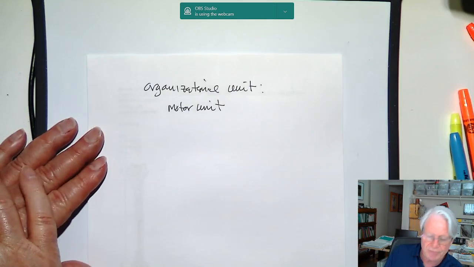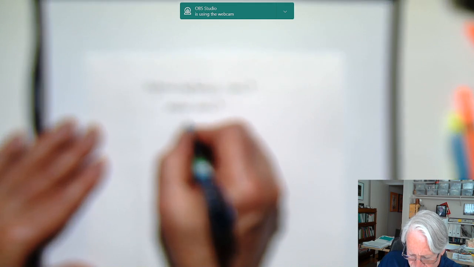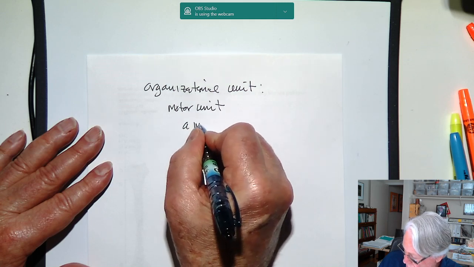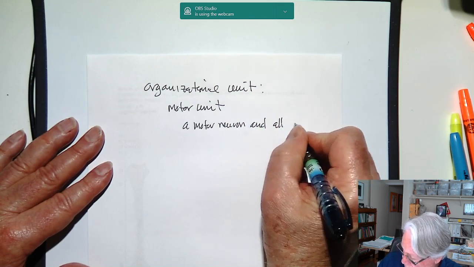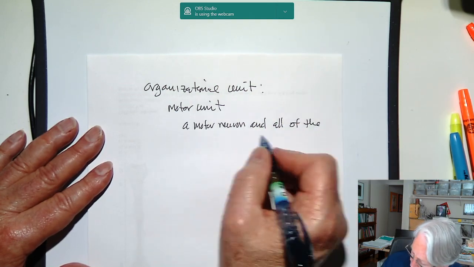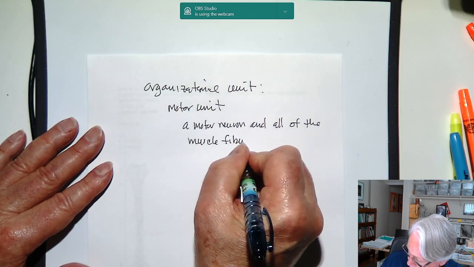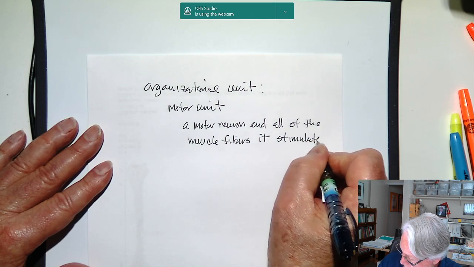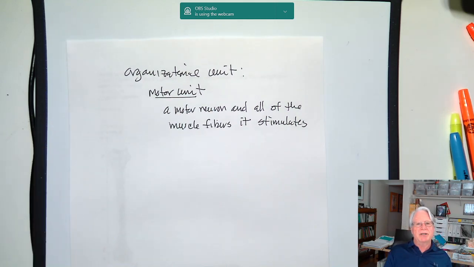What is a motor unit? This you should memorize. This is something that you absolutely need to know. A motor unit is a motor neuron and all of the muscle fibers it stimulates. Okay? That is a motor unit. A motor neuron and all of the muscle fibers it stimulates.